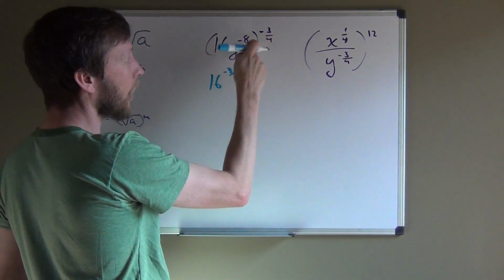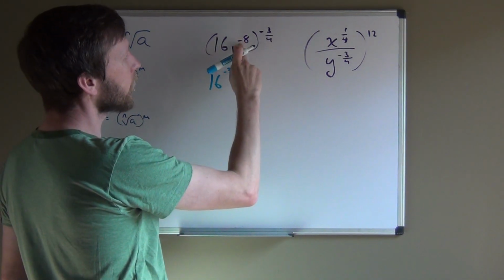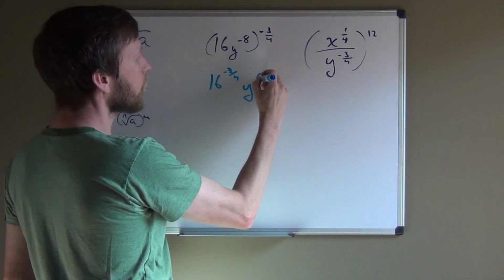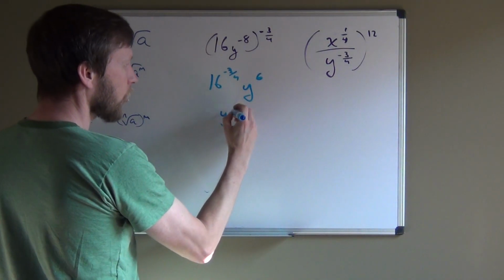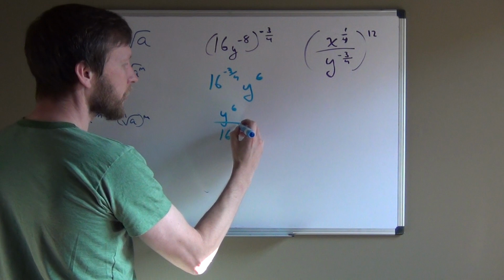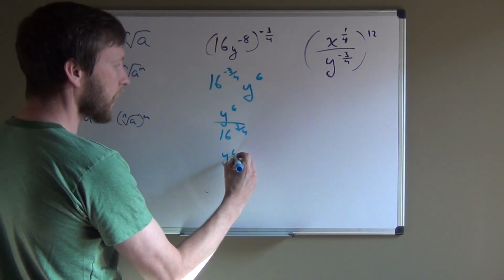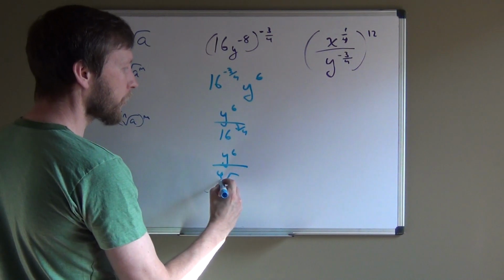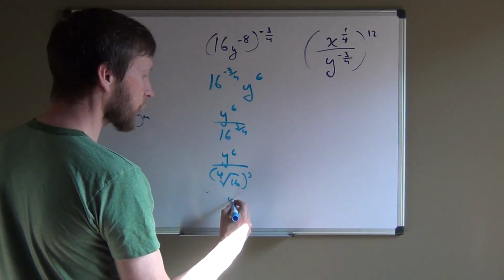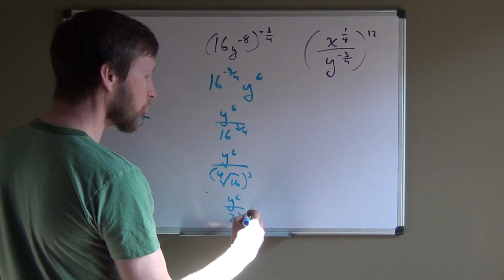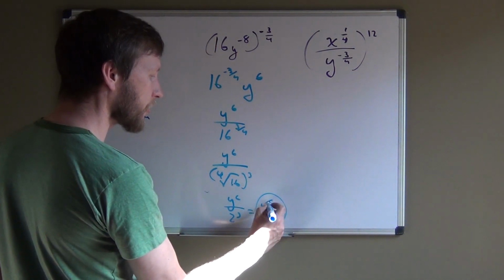we're going to multiply, when you take a power to a power, you multiply the exponents. And so this will give us positive 24 over 4, or 6. And then this means that we have y to the 6th over 16 to the positive 3/4. Again, if we are simplifying this, we need to write the 4th root of 16 and then cube it, which is going to give us y to the 6th over 2 cubed, or y to the 6th over 8.